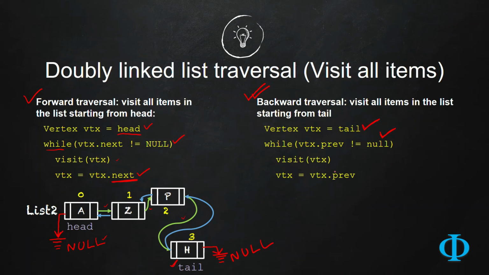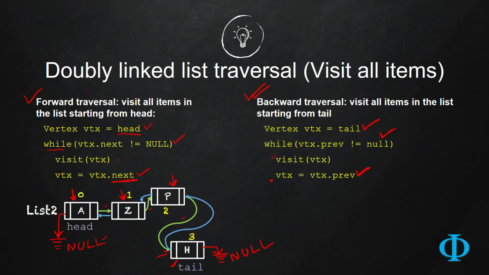And at the end of each iteration, after visiting each vertex, we will move backward in the list by utilizing this previous pointer. So it will start visiting the nodes from the tail, then by the end of the first iteration it will move to this vertex, then in the next iteration it will move to the previous vertex, then in the next iteration it will move to the previous vertex, which is head, and then it hits the null and ends the process.